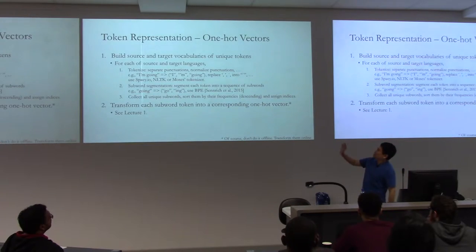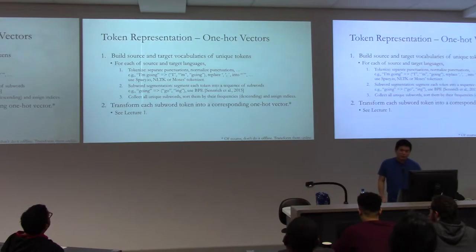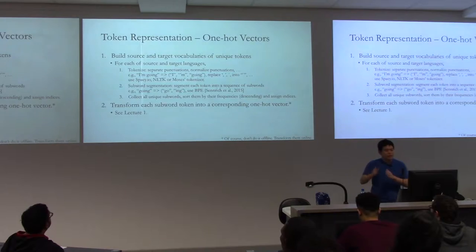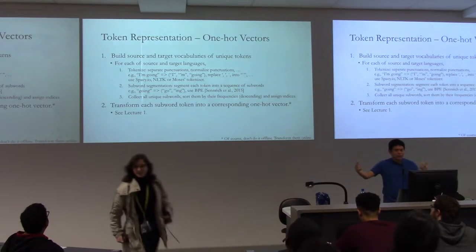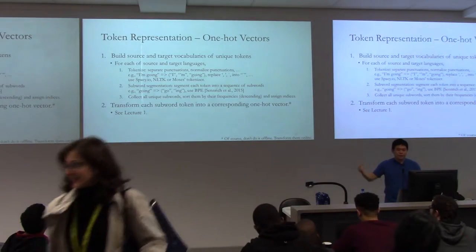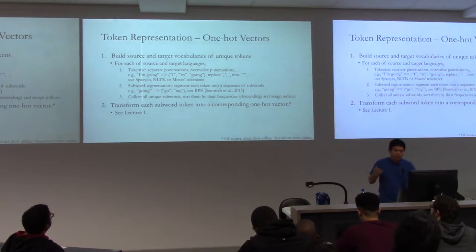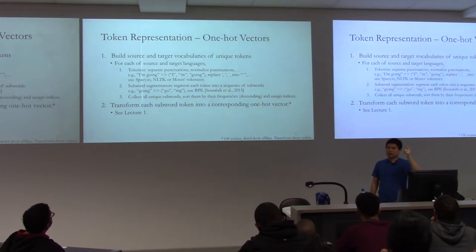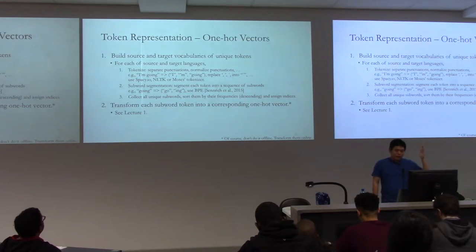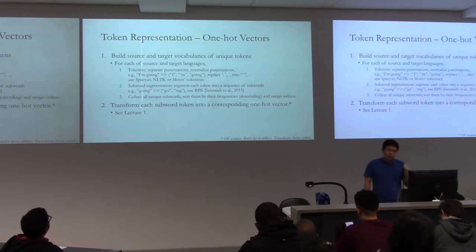So, okay. Token representation. We talked about the token representation, what it means for a sentence to be a sequence of some things, what those things are, and how we're going to represent it. So what we need to do now is build two vocabularies, a source-side vocabulary and a target-side vocabulary. And first you need to do the tokenization.